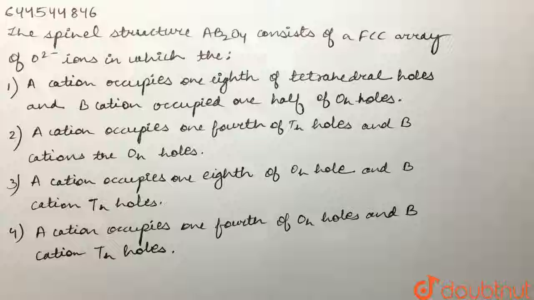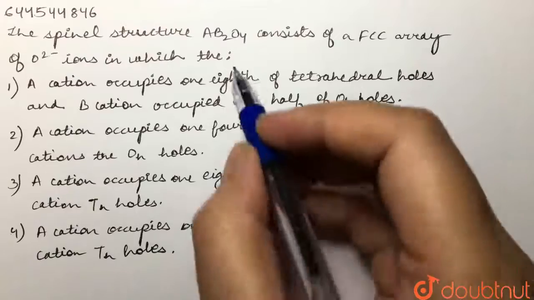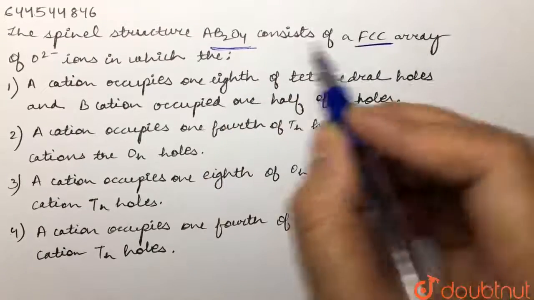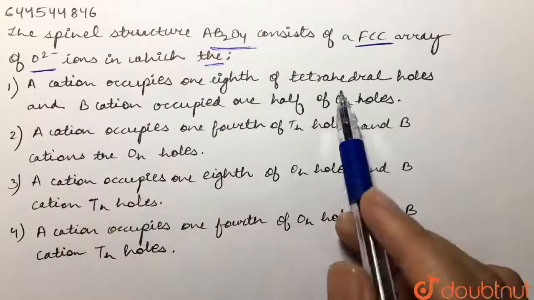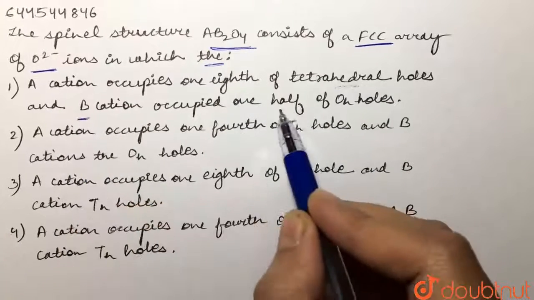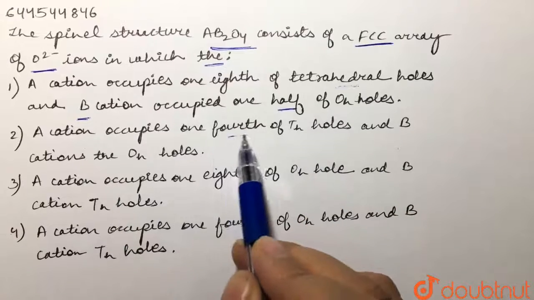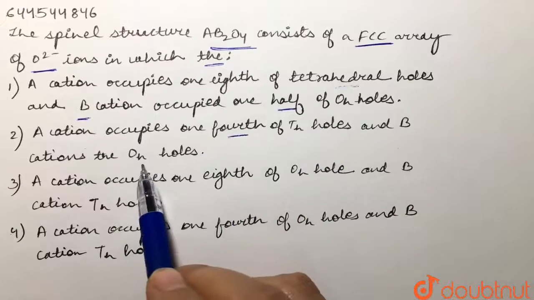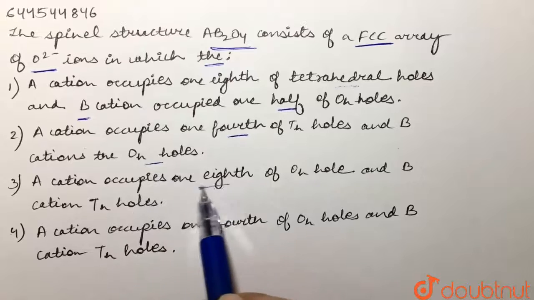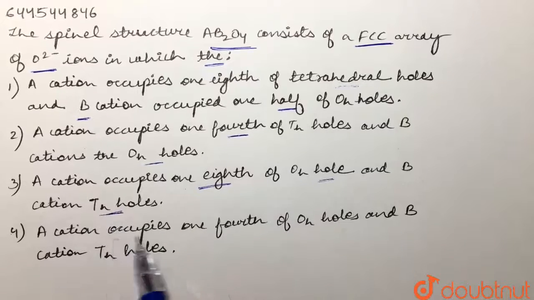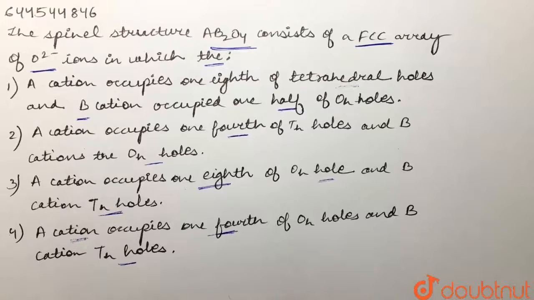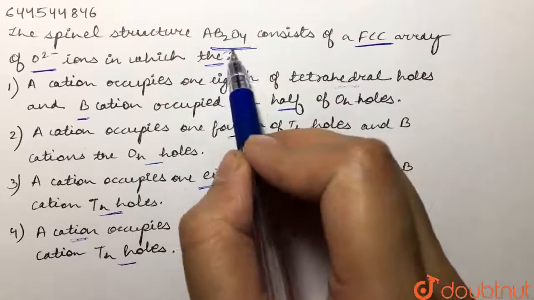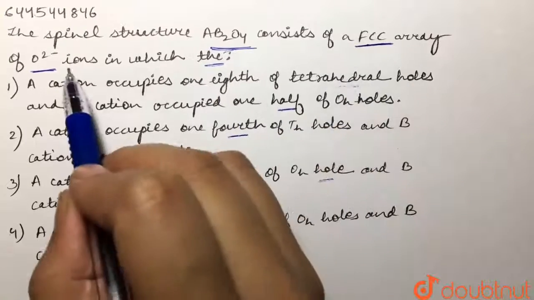Download Doubtnut app today. Our question is: the spinel structure AB2O4 consists of an FCC array of oxide ions in which the first option is A cation occupies 1/8 of the tetrahedral holes, B cation occupies half of the octahedral holes. Second, A cation occupies 1/4 of the tetrahedral holes, and B cations the octahedral holes. Third, A cation occupies 1/8 of the octahedral hole, B tetrahedral. Fourth, A cation occupies 1/4 of the octahedral hole, and B cation the tetrahedral hole. So we are given 4 options and we are supposed to tell which one is the correct option for the spinel structure AB2O4 that consists of an FCC array of oxide ions, right?